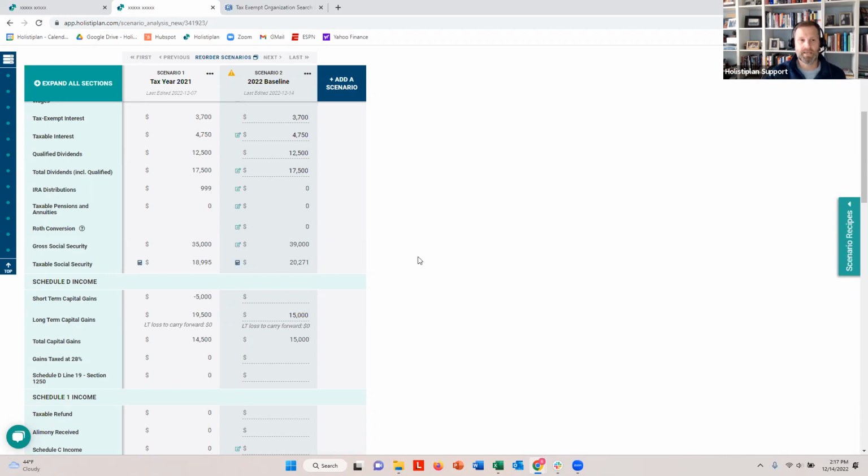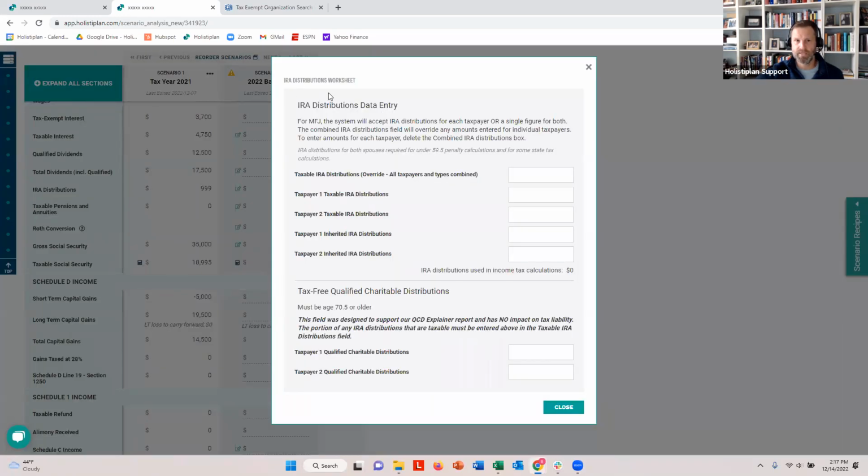But within Holistiplan, how you might go about modeling a qualified charitable distribution is going to be on the IRA distributions row. You're going to click on the IRA distributions worksheet, and that will bring up this worksheet. We get a lot of questions about this in terms of why isn't this doing what I think it's going to be doing? So I'm hopefully going to put a lot of that to rest right now.